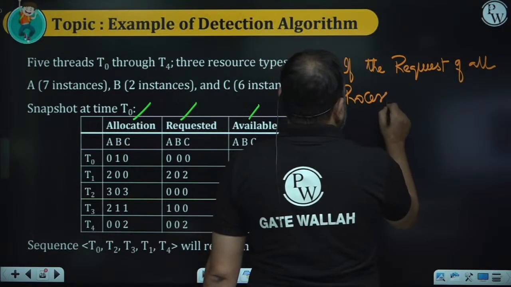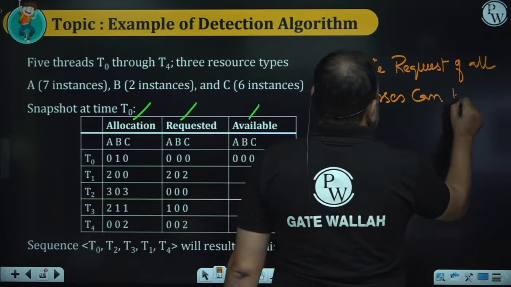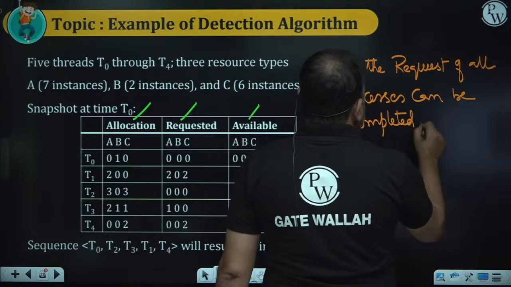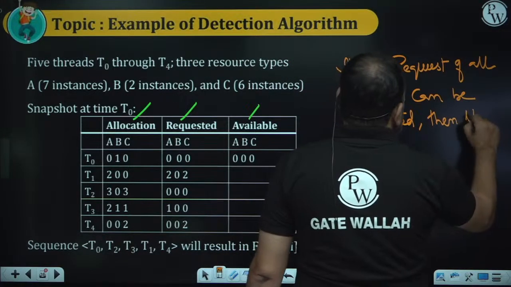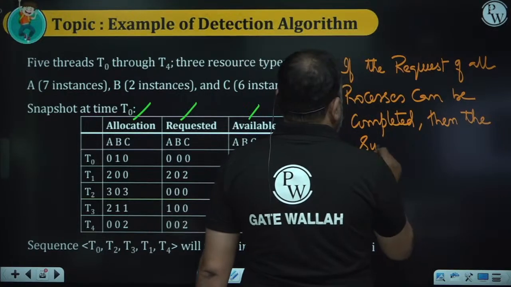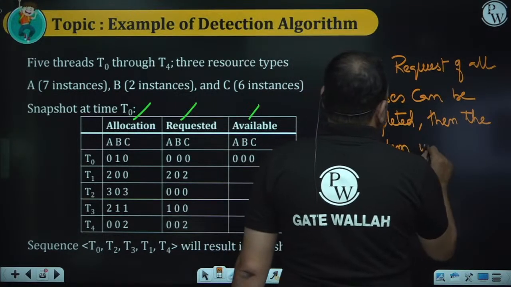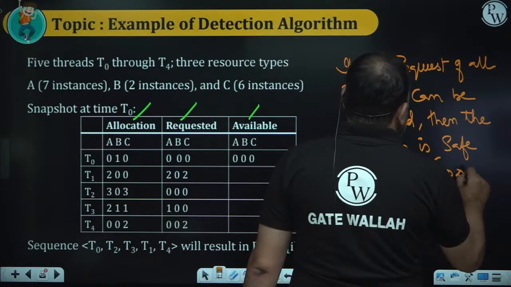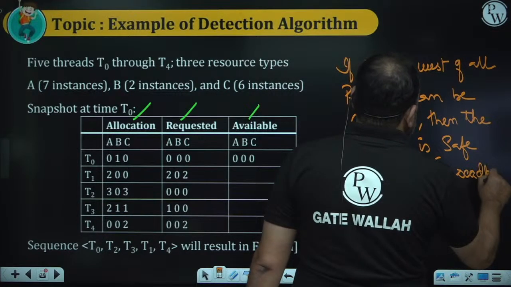processes can be completed, can be satisfied or completed, then the system is safe. System is safe का मतलब no deadlock.